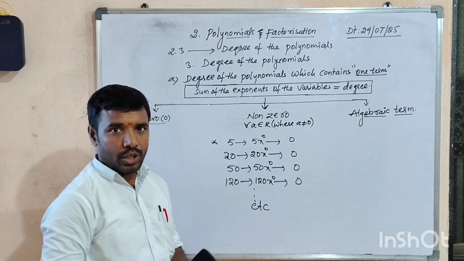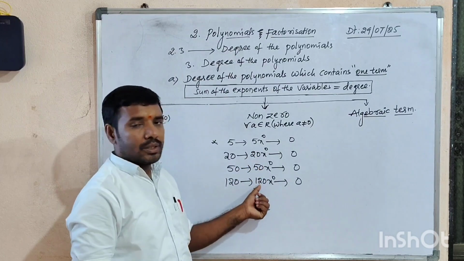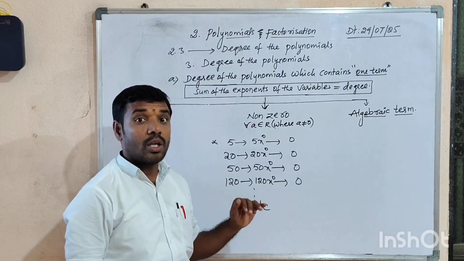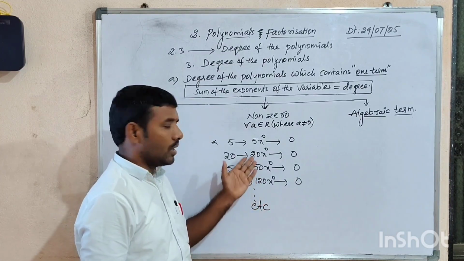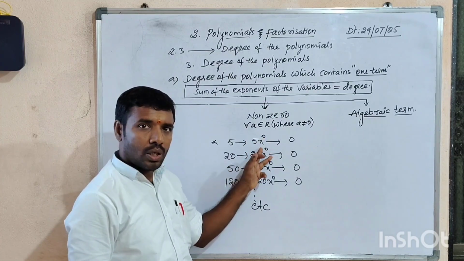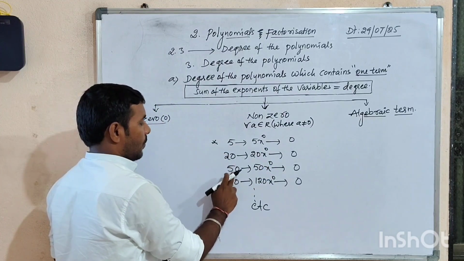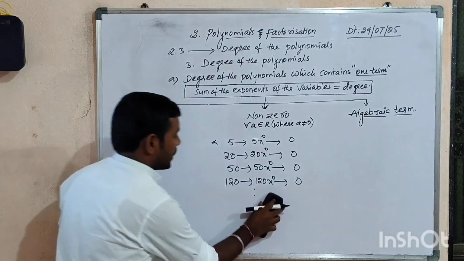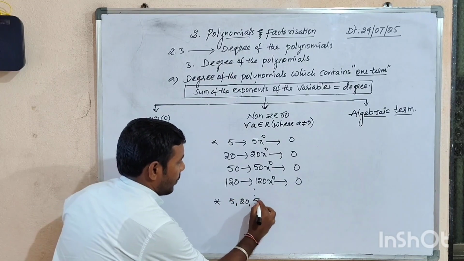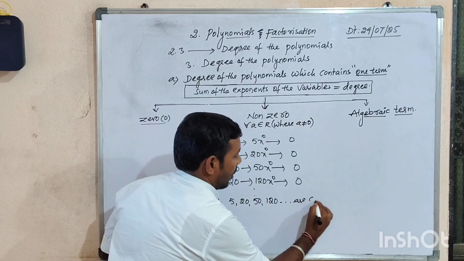According to the polynomial definition, an algebraic expression in which the exponents of the variables are whole numbers or non-negative integral powers. 0 is a whole number only, no? 0 is a non-negative integer only, no? So 5, 20, 50, 120 are the best examples of polynomials. Like that we can write many.